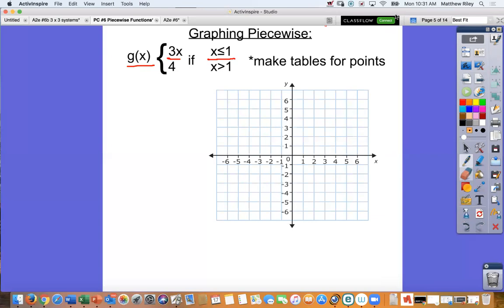It says make a table for the points. The first thing I need you to do is make sense of this problem. What points do I use? So I'm going to make 2 tables, and it's always going to be x and y.